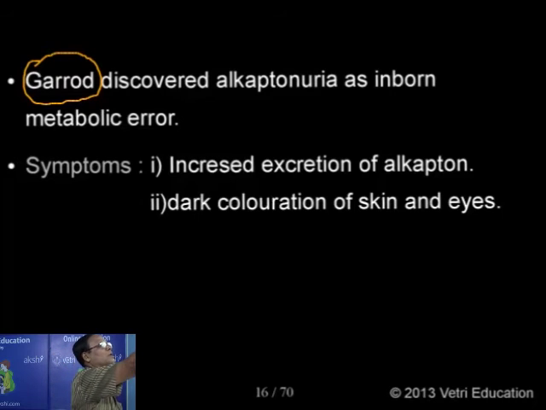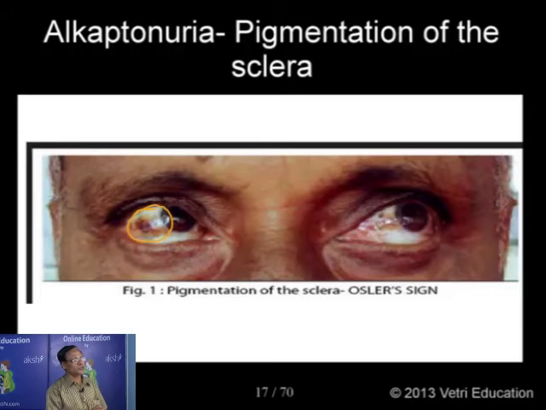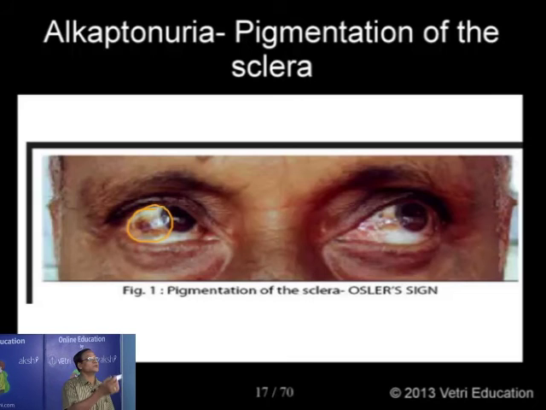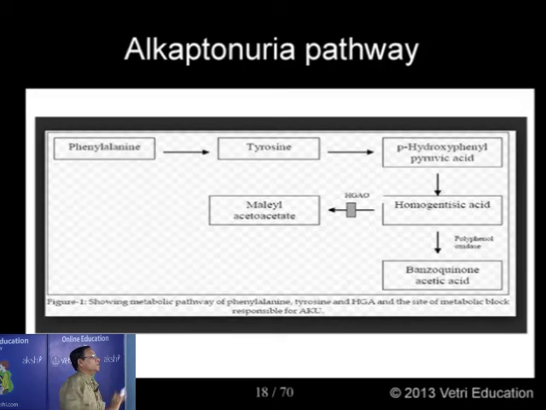Now let's see the pathway for this phenylalanine to cause the disease. This picture shows dark pigmentation in the sclera, and dark pigmentation of the skin. This is because of the disorder alkaptonuria, along with the excretion of more alkapton in the blood, leading to the black color of the urine. Now this is a pathway. So what is the reason for how this alkaptonuria disease developed?